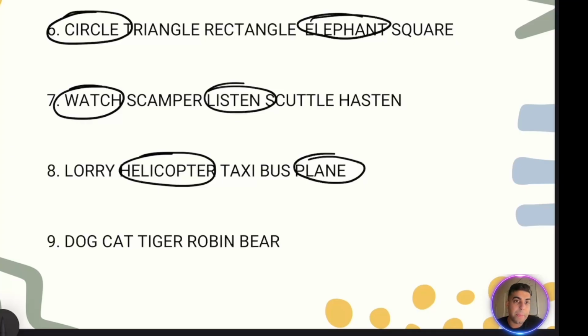Question 9. Dog, cat, tiger, robin and bear. What could it possibly be? Well, if you chose robin and tiger, you are absolutely correct, as dog, cat and bears are mammals and they're commonly associated with land, whilst a robin is a bird and a tiger is a wild feline.